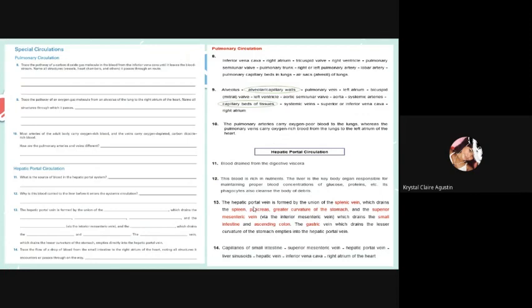So lastly, we will now trace the flow of a drop of blood from the small intestine to the right atrium of the heart. So its blood flow is first the capillaries of the small intestine. Next is the superior mesenteric vein, hepatic portal vein, liver sinusoids, hepatic vein, inferior vena cava, and lastly, the blood will reach the right atrium of the heart.